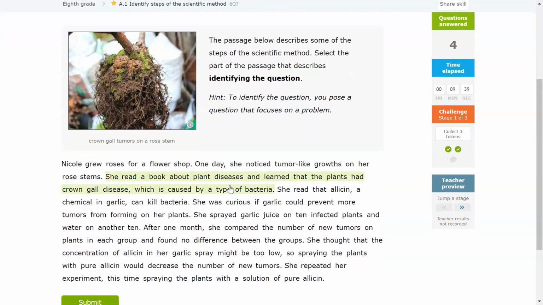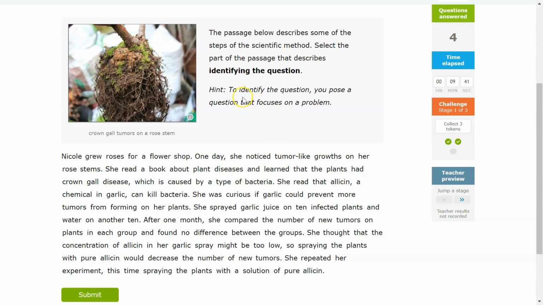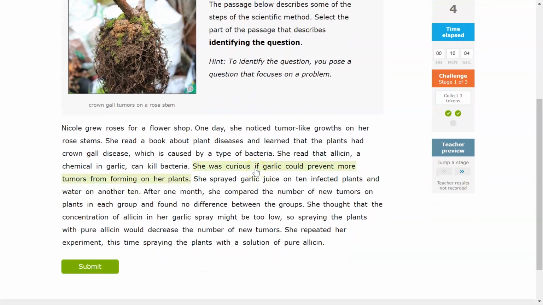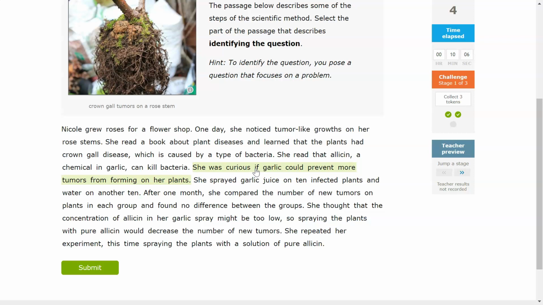Cool. Alright, one more. Identifying the question. So once again, you have to pose a question. What are you trying to solve? So Nicole grew roses. That's not a question. One day she noticed something. Not a question. She read a book about plant diseases. Also, once again, not a question. She read that allicin, a chemical in garlic, can kill bacteria. That's just information. She was curious if garlic could prevent more tumors from forming on her plants.